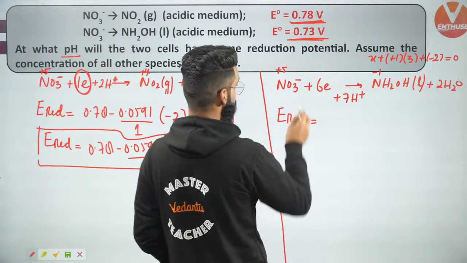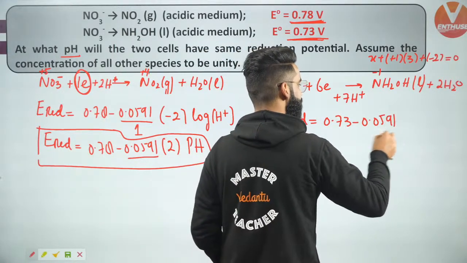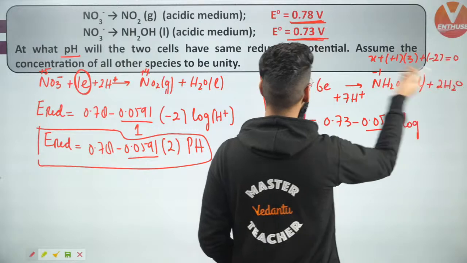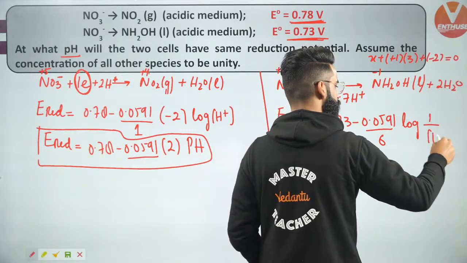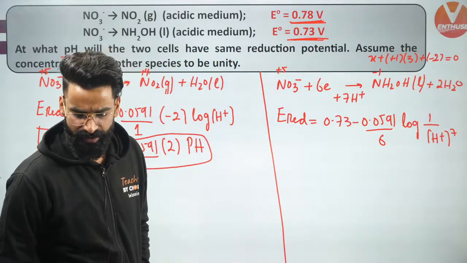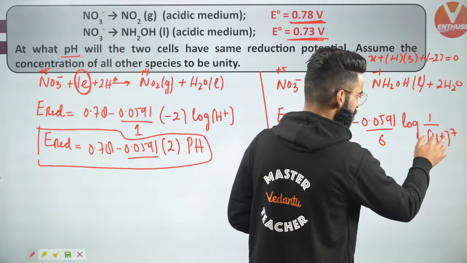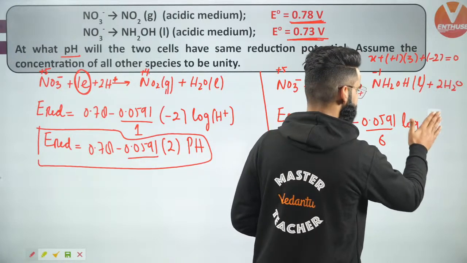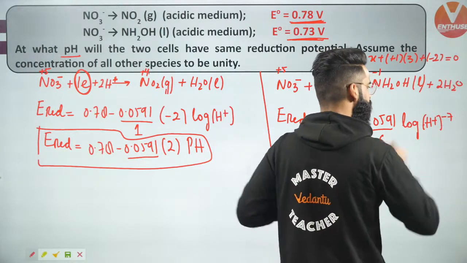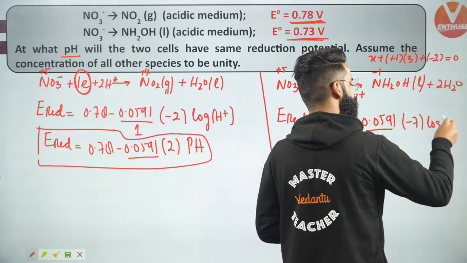Reduction potential of this electrode is equal to standard reduction potential, which is 0.73 minus 0.0591 divided by n value is 6, and it's going to be log of QC. QC, this is 1, this is 1, this is 1. So it's going to be 1 upon H positive concentration to the power 7, because it's mentioned in the question, assume all the active masses of other species as 1 except hydrogen. This is going to be concentration of H positive to the power minus 7. Log of m to the power n means simply n log m. It's going to be minus 7 log of H positive concentration.